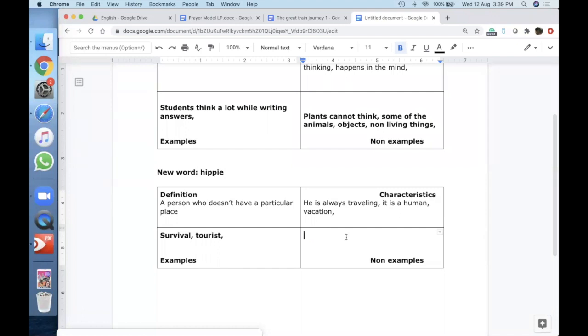Yes, we can move on to the non-examples. Gokul, do you have a non-example? Yes, sir. Yes, Gokul, tell me, what do you think is a non-example of the word hippie? Sir, animal. Okay, animals. Okay, that's a non-example. Does anyone have a different answer? Anyone else have a different answer? Ria?